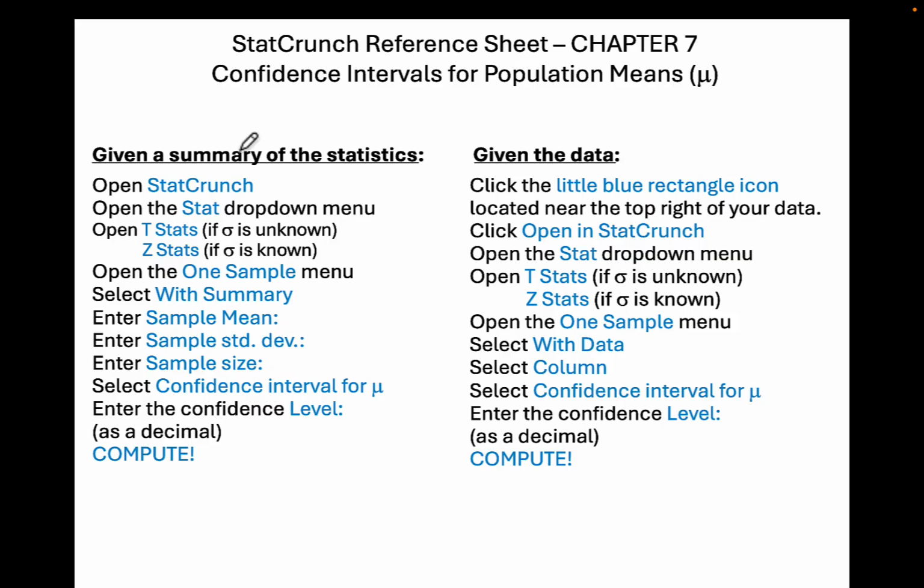In this case, we're going to go to StatCrunch in that Stat drop-down menu, and this is the decision part. They're not going to tell you which one you have to choose. You have to figure it out. And the way you decide is based on, right here, sigma, the population standard deviation. If sigma is unknown, we're going to use T stats. If sigma is known, we're going to use Z stats.